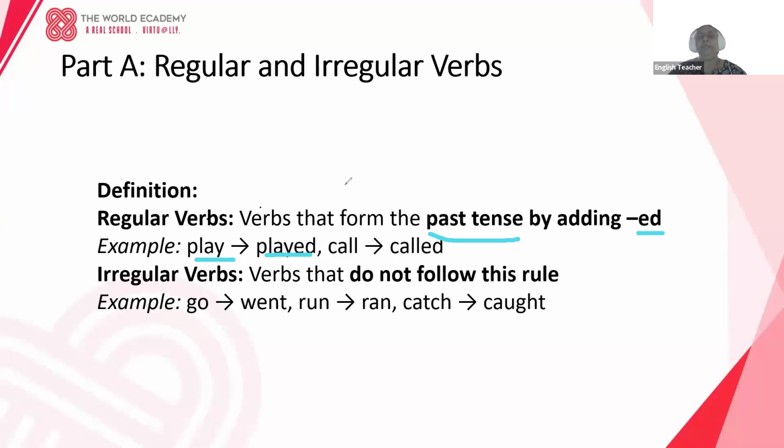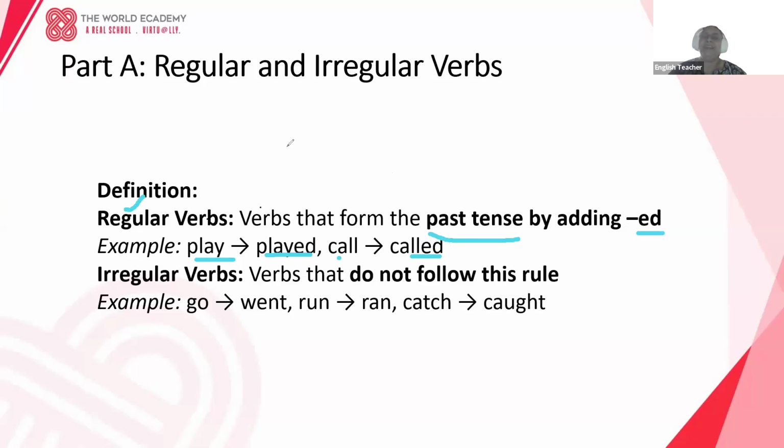Last night, I played with my pet in the garden. Call is a present tense. Called. I called my mom immediately when I got hurt last morning. Are you getting it? So these verbs which take ed to form the past tense are known as regular verbs. They are considered regular verbs.